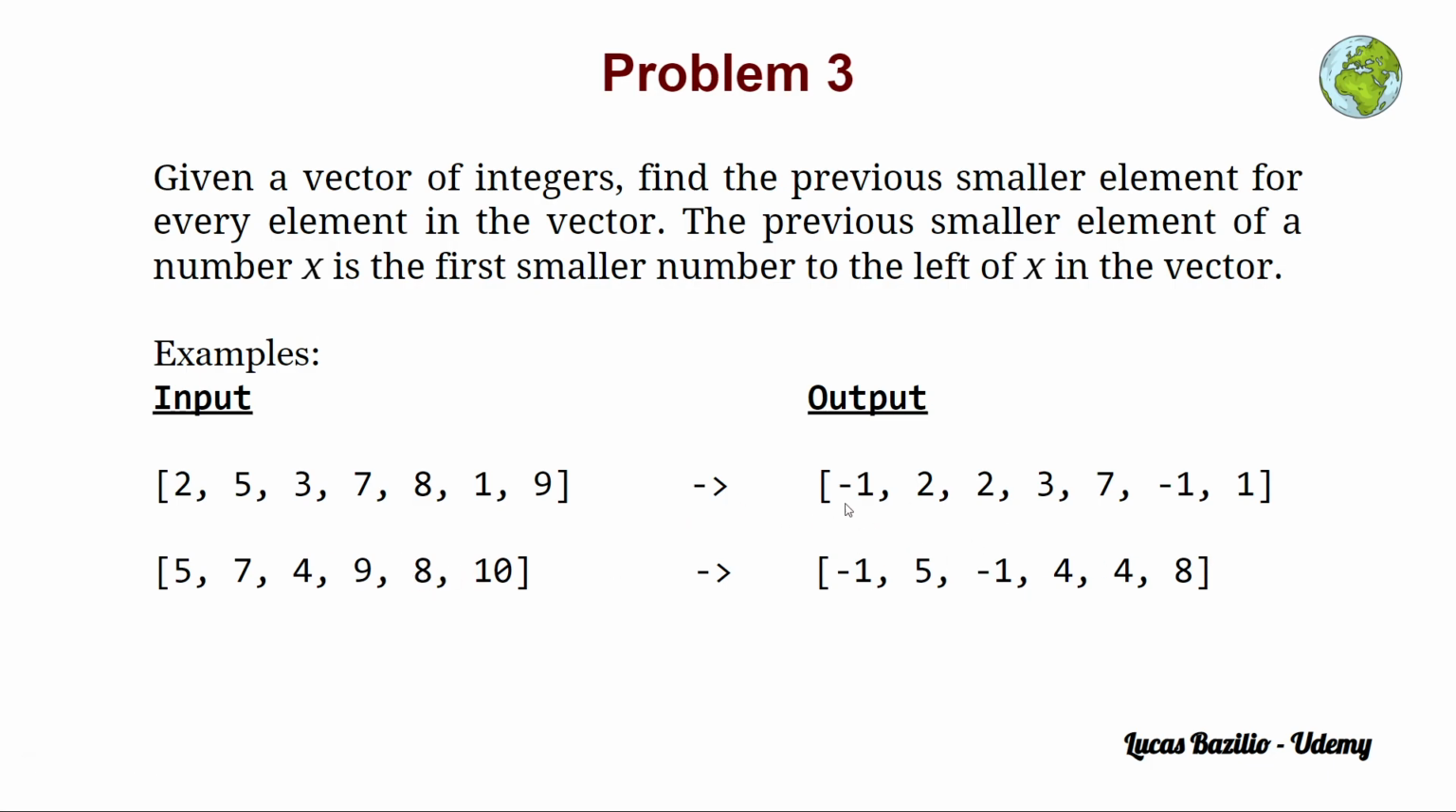Keep in mind also that the output vector must be of the same size as the input vector, right? Here the size is 7, so the output is also 7. Here the output is 6, and also the input is 6. So the input size is 6, and so is the output, right? We always maintain the same size because we do this for each element in the vector.